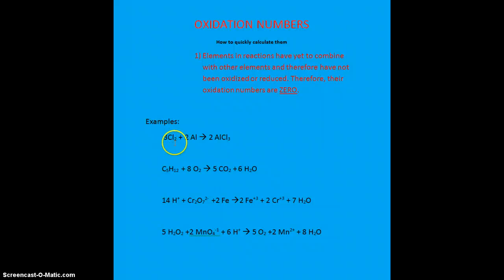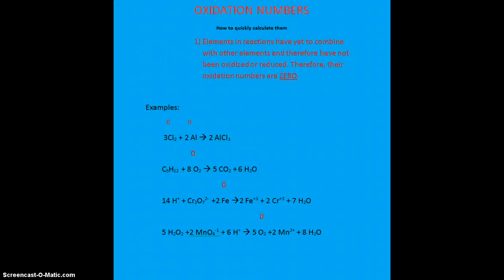That would mean the chlorine in this reaction and the aluminum in this reaction both appear as elements. They have yet to be oxidized or reduced. They have 0 as oxidation numbers. That would also be the case of the oxygen in pentane being burned. Even in a very complex redox reaction involving a net ionic equation, the iron appears as an element and therefore it has yet to be oxidized. And even in this other redox reaction, net ionic equation, oxygen appears and it's an element, so it has yet to be oxidized. So all elements in a reaction that have yet to react and are neutral have oxidation numbers of 0.